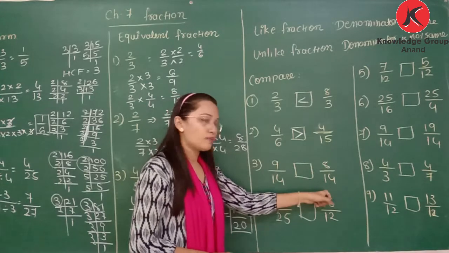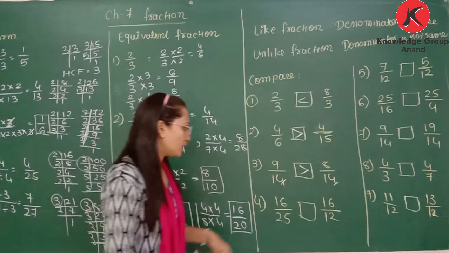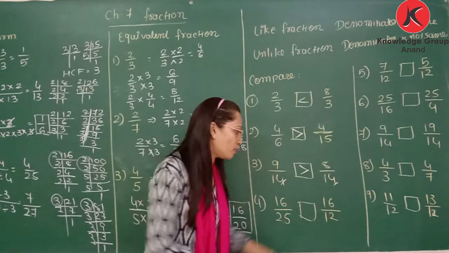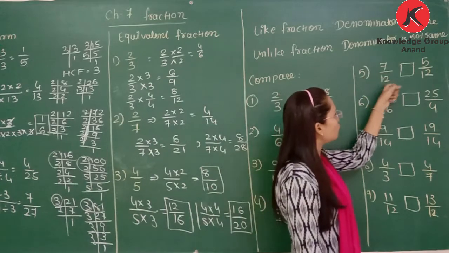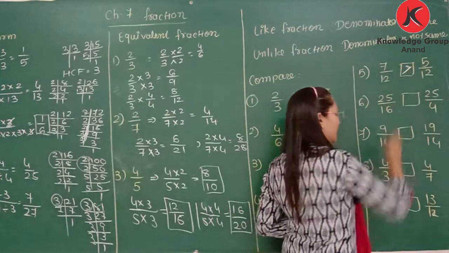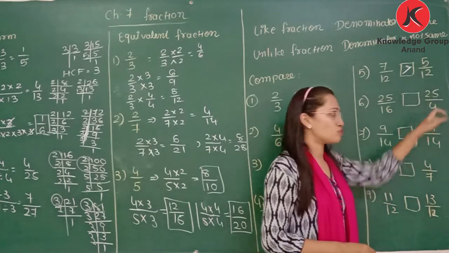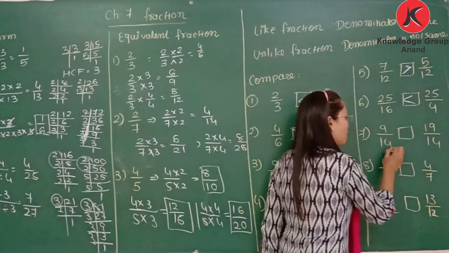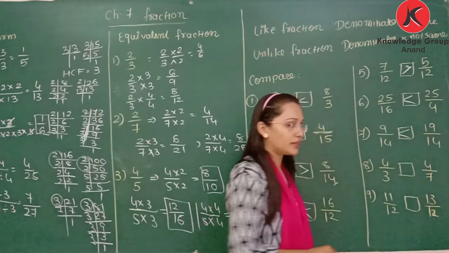9 by 14, 8 by 14. Which one is greater? Denominator is same. So 9 by 14 is greater. Now here 16 by 25, 16 by 12. Numerator is same. So smaller denominator becomes greater. So we have less than sign. Now again 7 by 12, 5 by 12. Denominator is same. So 7 will be greater. 25 by 16, 25 by 4. Now numerator is same. So smaller denominator becomes greater. Less than sign. 9 by 40, 19 by 40. Denominator is same. So 19 will be greater.